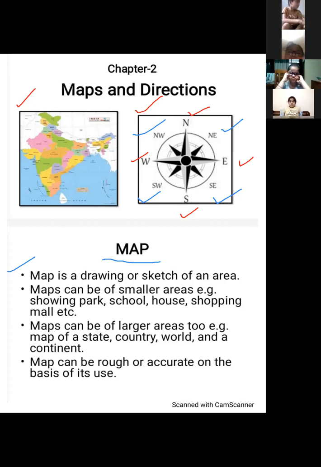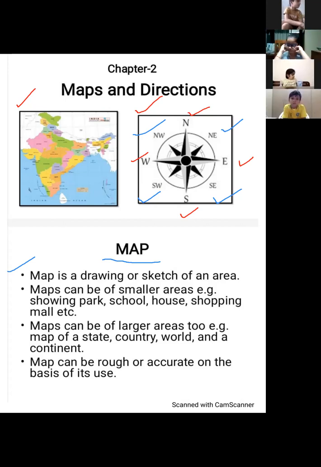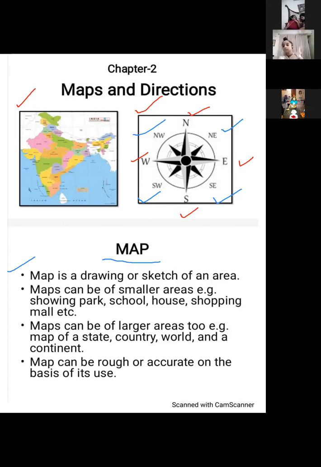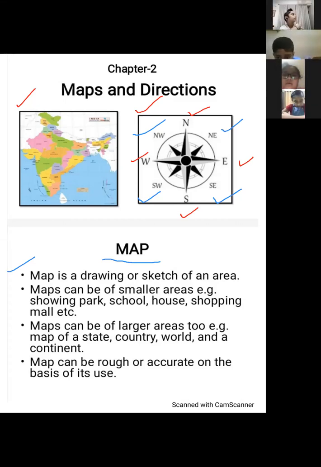When you go to malls like Elante or BR Punjab, you see that on every floor, you have the map displayed that guides you for the stores on different floors. Similarly, children, you can have maps of larger areas too. You could have a map of the entire state, the whole country. You can have a map of the world also, showing all the 7 continents and the 5 oceans.